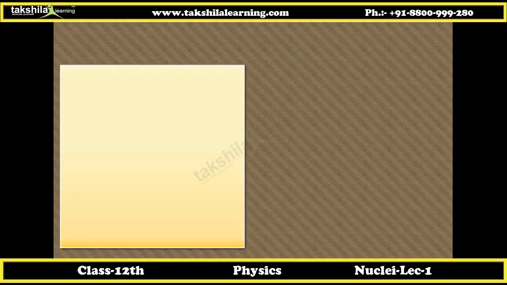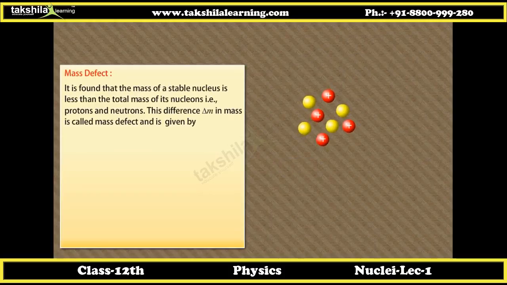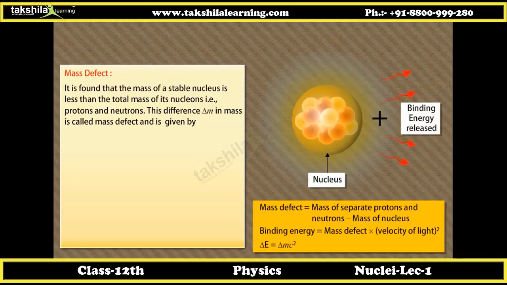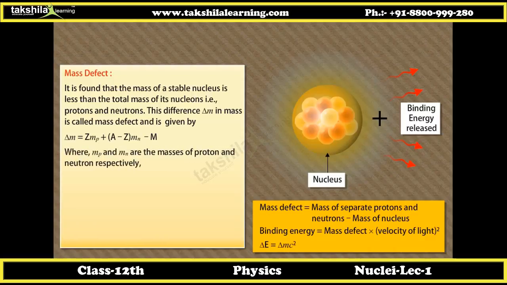Nuclear binding energy. Mass defect. It is found that the mass of a stable nucleus is less than the total mass of its nucleons, that is protons and neutrons. This difference Δm in mass is called mass defect and is given by Δm = [Zmp + (A − Z)mn] − M, where mp and mn are the masses of proton and neutron respectively. M is the actual mass of the nucleus.